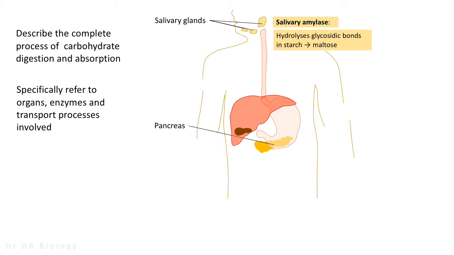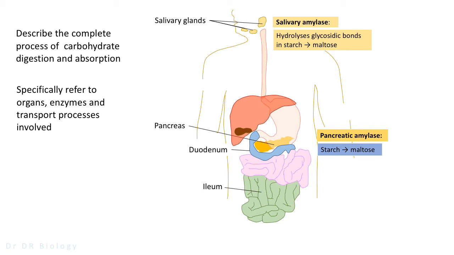The next organ we get to is the pancreas, and you should have said pancreatic amylase is secreted from the pancreas. It's secreted into the duodenum with the rest of the pancreatic juices. So again, in the duodenum, glycosidic bonds in starch are hydrolyzed to maltose by pancreatic amylase.